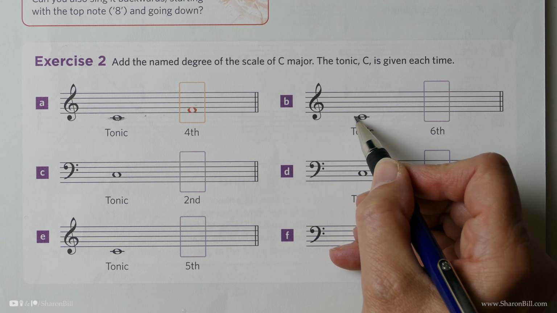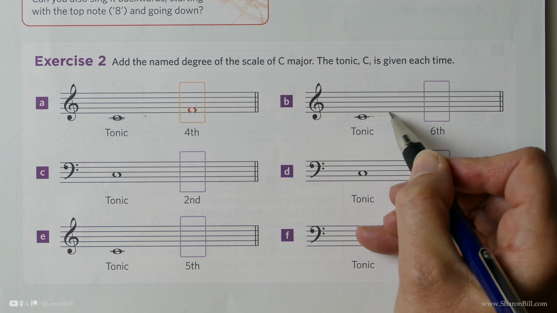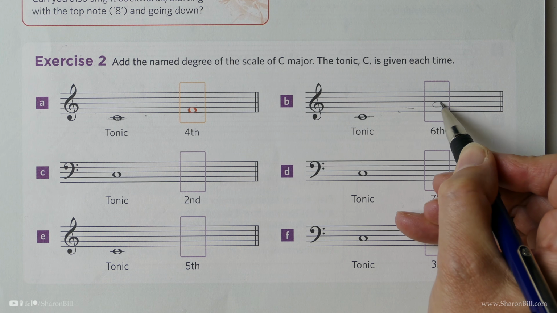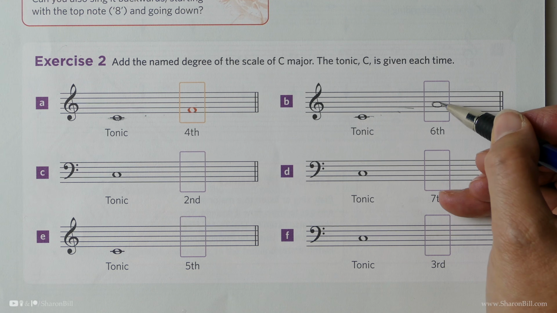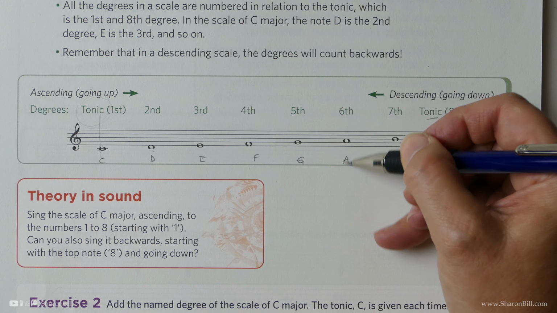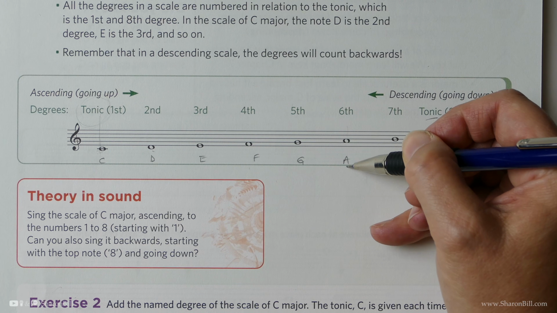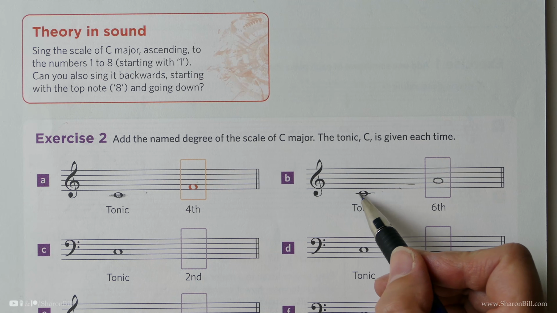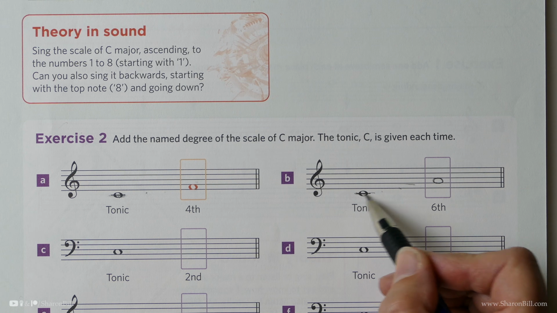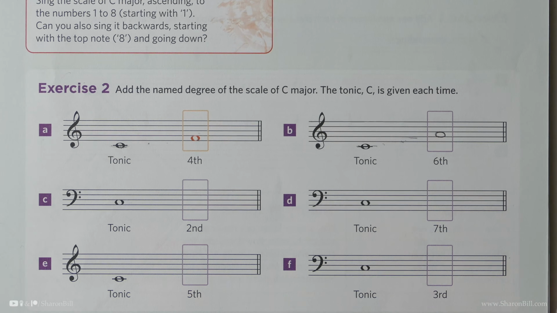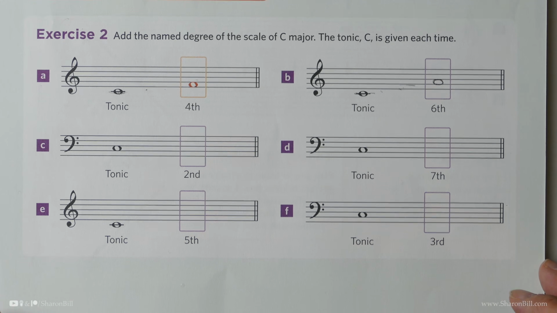So we need 1, 2, 3, 4, 5, 6. There's our 6th degree or 6th step. Now here we have a letter A, and we can double check that A is indeed the 6th, so we know that we're correct. The only way you could go wrong is if you forget to count 1 and then just go straight on 1, 2, 3, 4, and then you're going to be a step out. So have a go of those and then we'll go through them together.